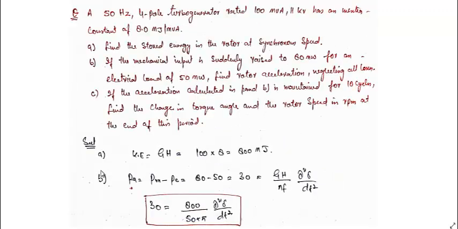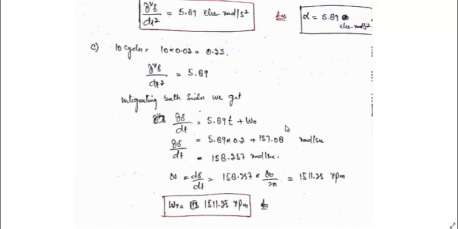Now the third part is, if the acceleration calculated is maintained for 10 cycles, we have to find out the change in torque angle and the rotor speed. So acceleration for 10 cycles means one cycle for 50 hertz is 0.02 seconds, and 10 cycles will be equal to 0.2 seconds. So del square delta by del t square is equal to 5.89. Integrating both sides, we get d delta by dt is equal to 5.89 t plus omega naught.